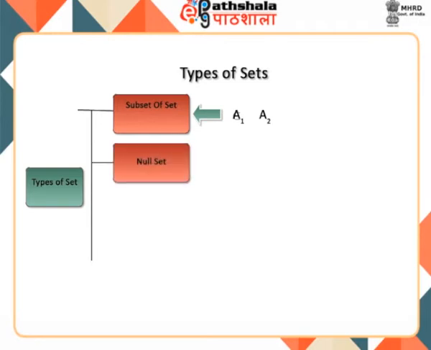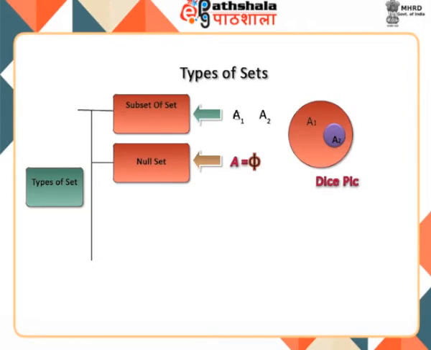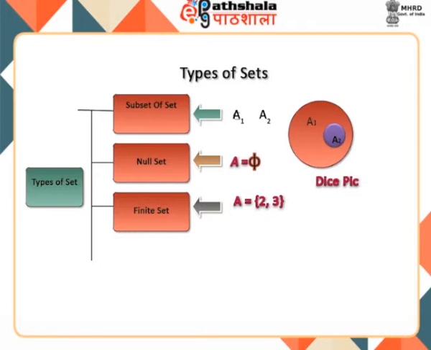Null set. If a set A has no elements in it, then A is an empty or null set. This is indicated by writing A = φ. An example would be defining a set which contains the negative numbers obtained in a roll of a die. As the roll of a die yields only positive numbers, this set has no elements and it is a null set. Finite set. These are sets that have a finite number of elements.